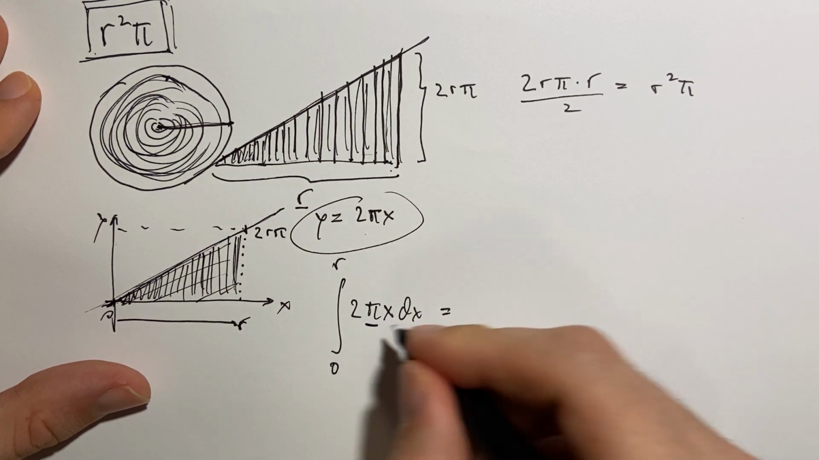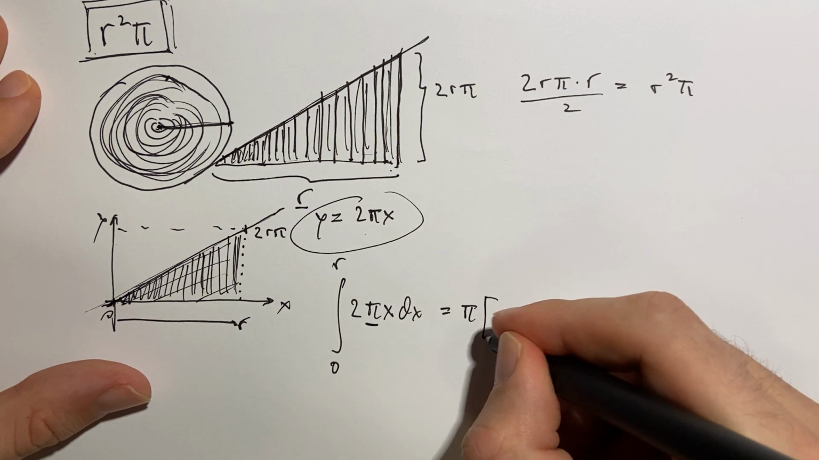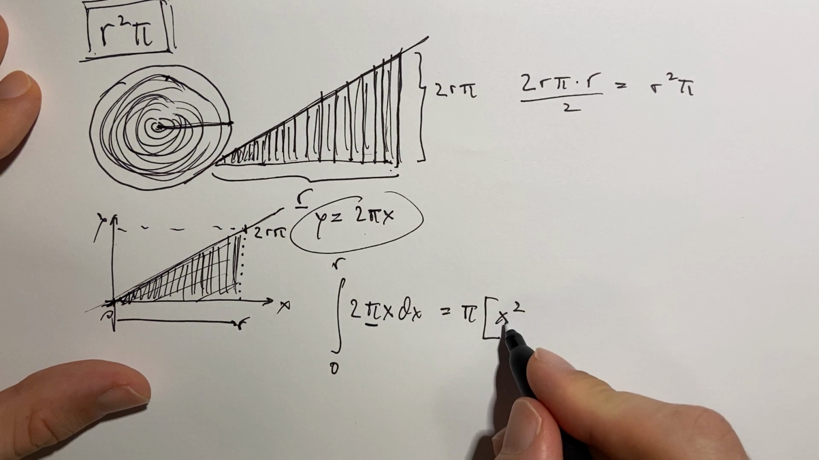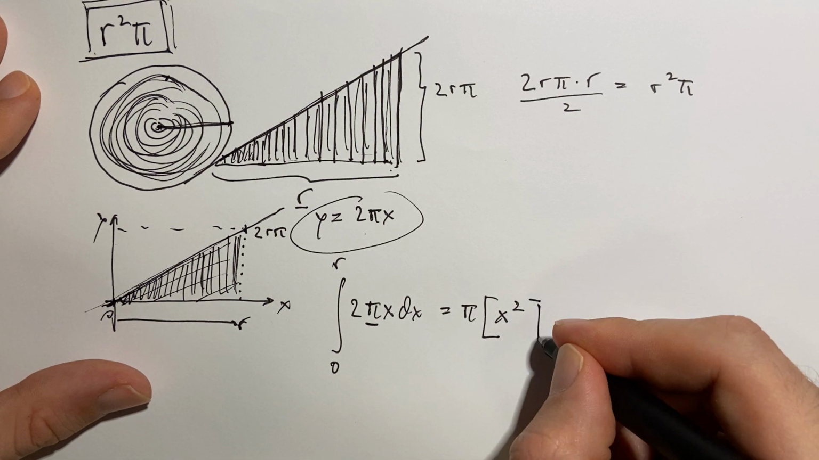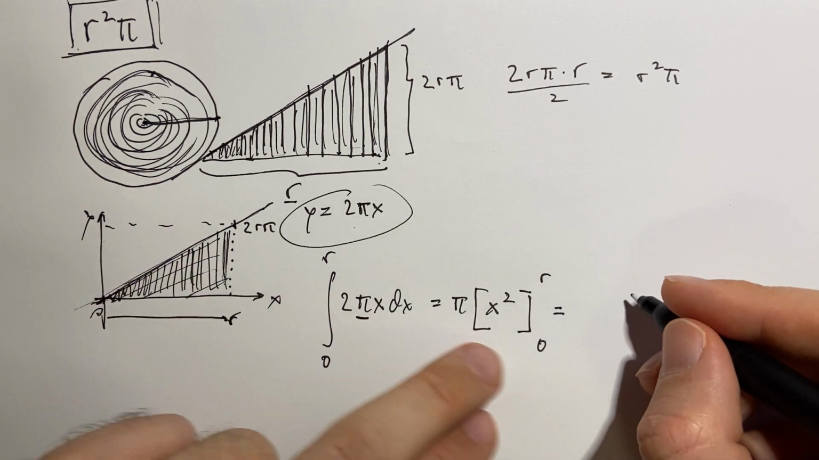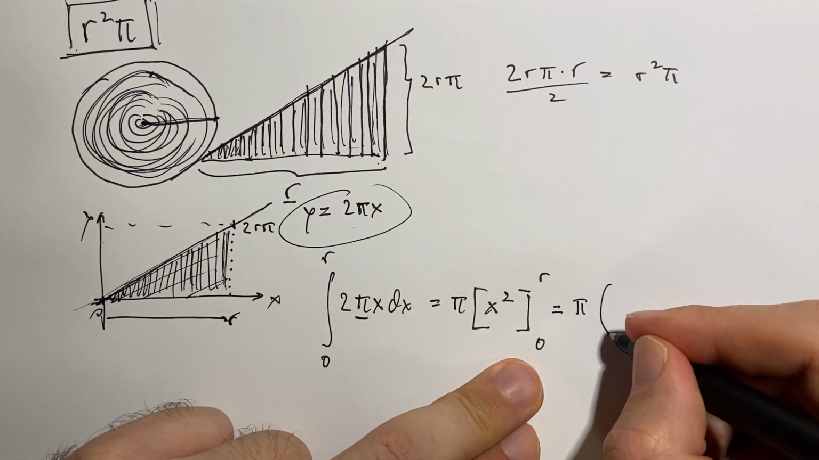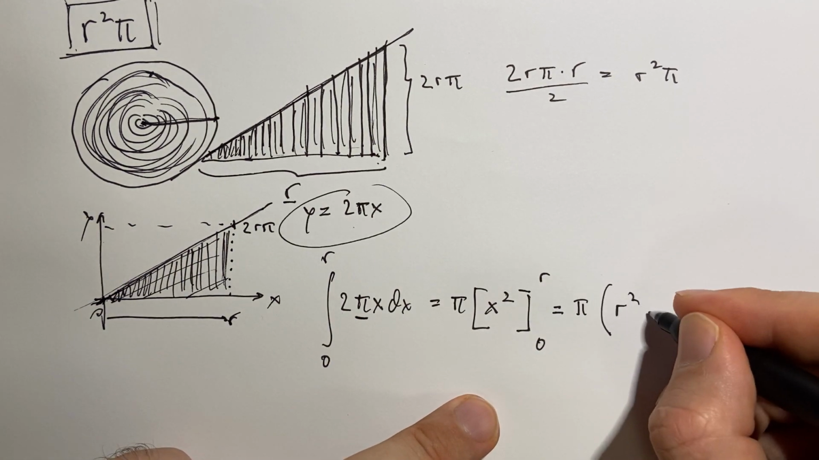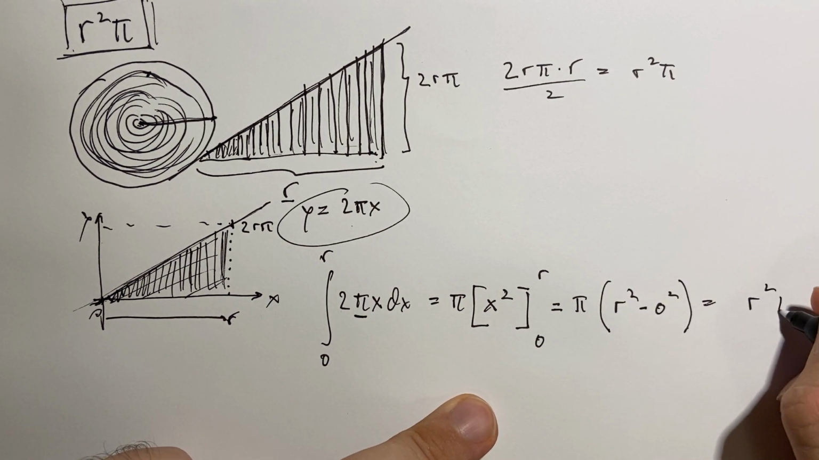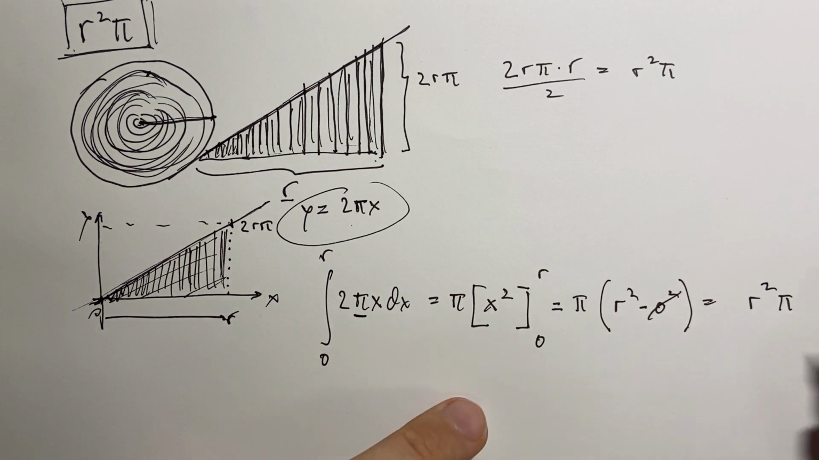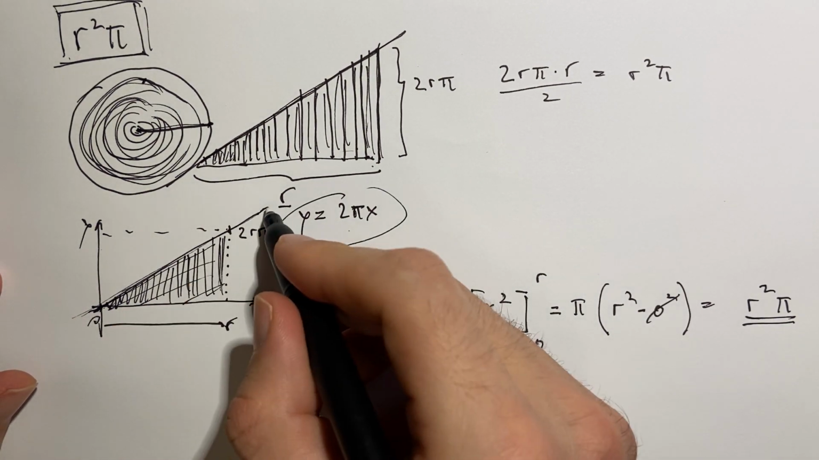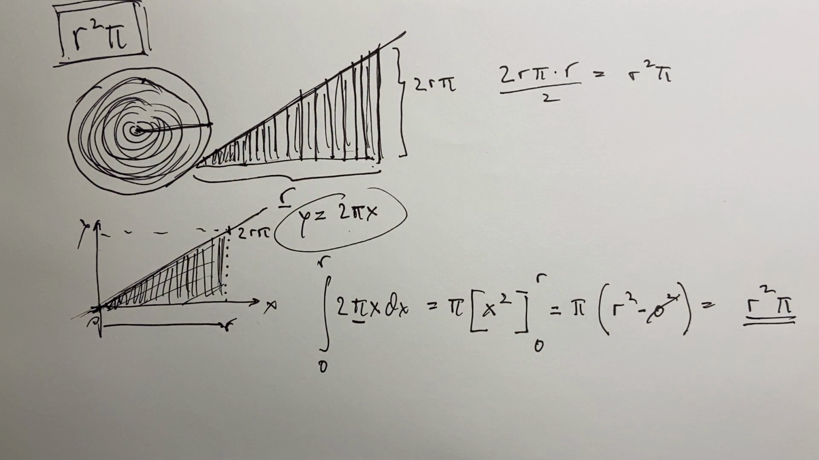We can factor out the pi. And the primitive function of 2x is x squared, of course, from 0 to r, which in turn is pi times r squared minus 0 squared, which is r squared pi. So that's the area under this line, which in turn is the area of the circle.